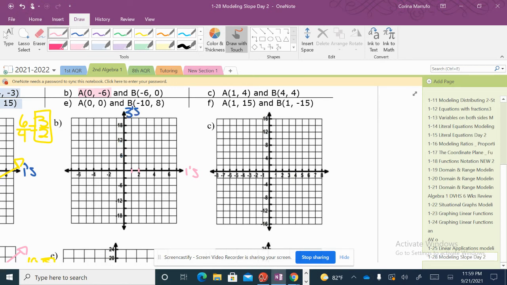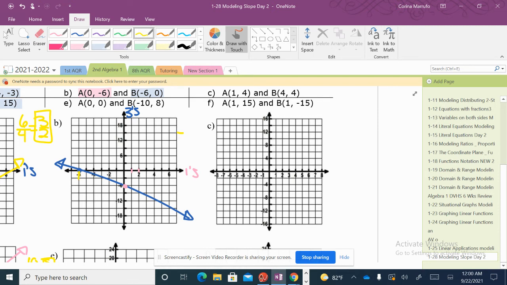So when I'm plotting that point 0, -6, it's going to be down here because my y value is -6, but my x is 0. And then this one is -6, 0. So that means that my x value is -6, and my y value is 0. So it's going to land right there. So I go ahead and connect my dots. And this time my line is going down. So that tells me right away that it is going to be a negative slope.